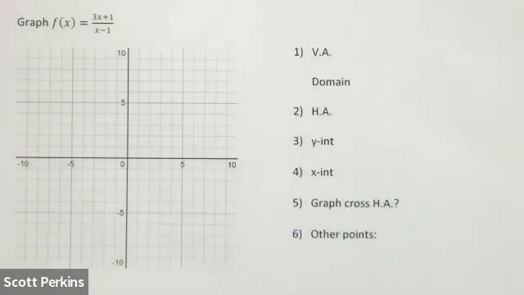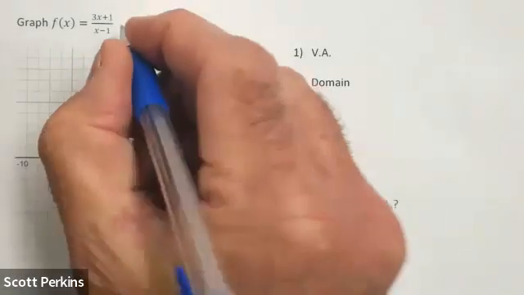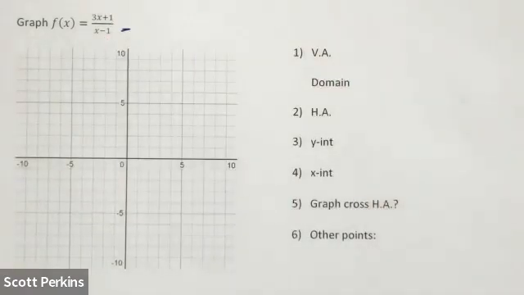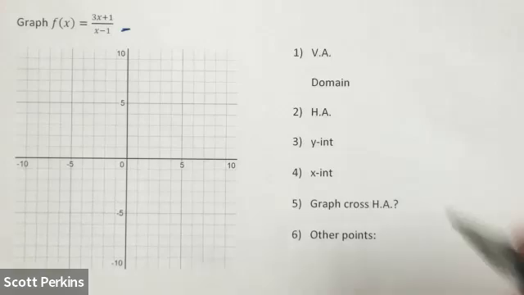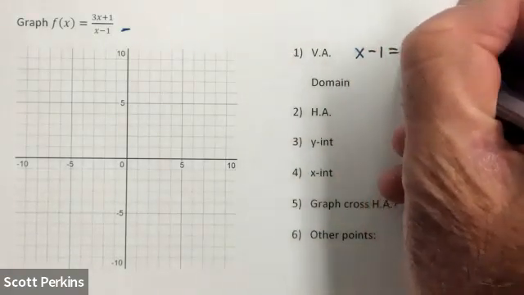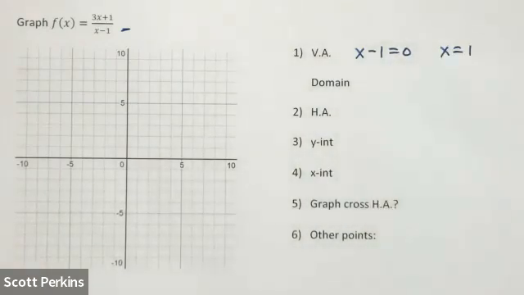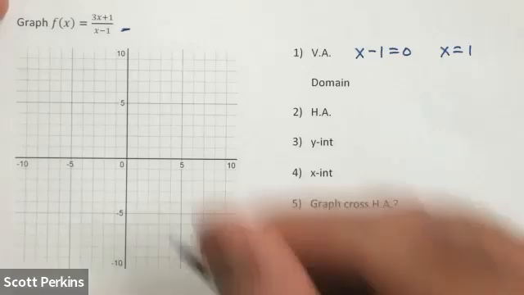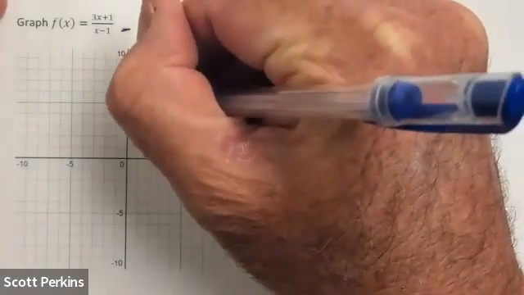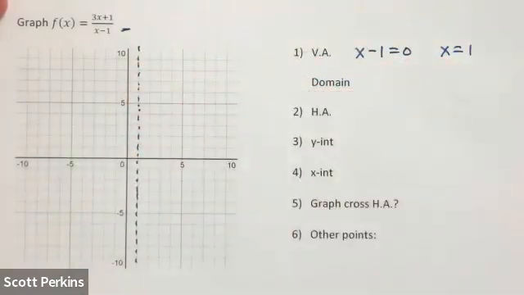are. And so the question to ask yourself is, where do vertical asymptotes occur? Vertical asymptotes always occur when our denominator is equal to 0. We cannot divide by 0 in our real number system. So I'm going to say the vertical asymptote occurs when x minus 1 equals 0. And so that is the line x equal to 1. So I'm going to go to my graph and draw a vertical asymptote here at the line x is equal to 1.